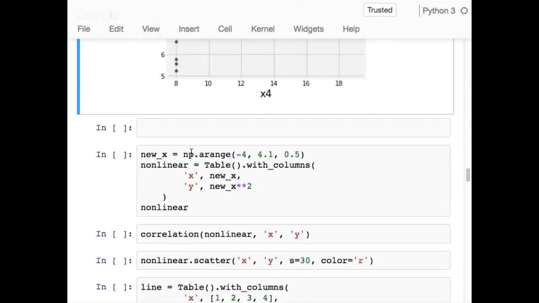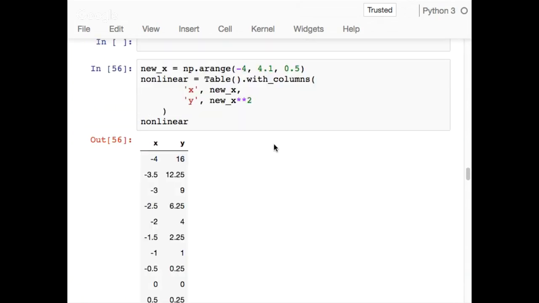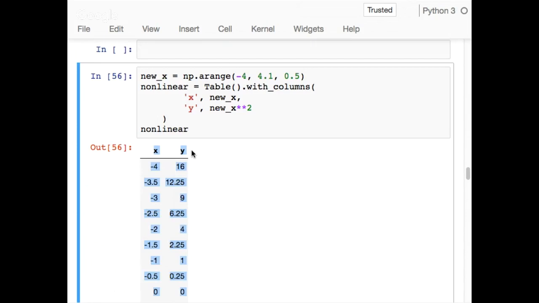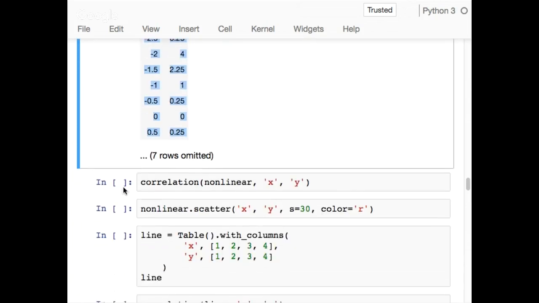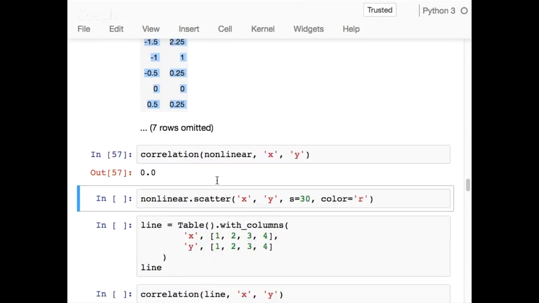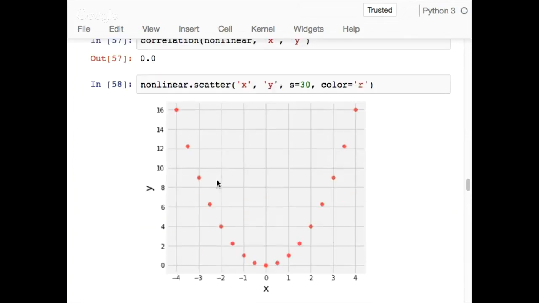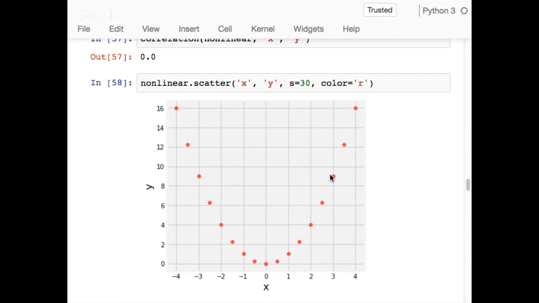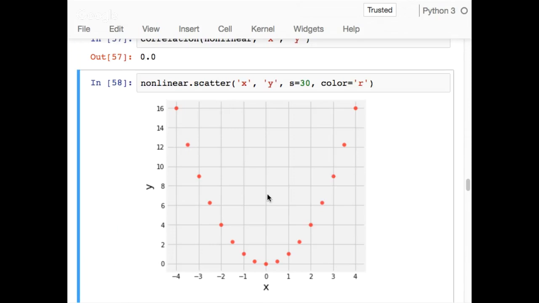So let's look at some nonlinear data. So here I have some data. This is just y equals x squared. The correlation here is actually 0, but we know that there's a relationship between y and x. If I change x, I can actually predict y. Correlation is 0, but there is a relationship between x and y. It's not a linear one.